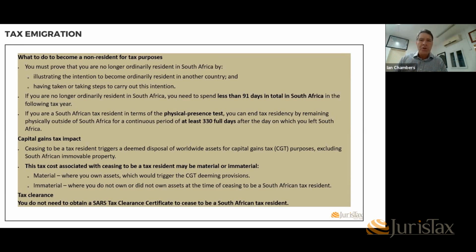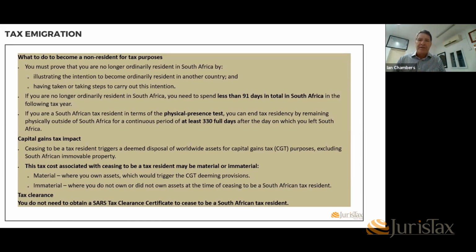And in order to ensure that the tax is collected, given the fact that the person is no longer present in South Africa, South Africa imposes a withholding tax on that sale, which is an advance payment of the potential future CGT liability in respect of the sale of that immovable property.